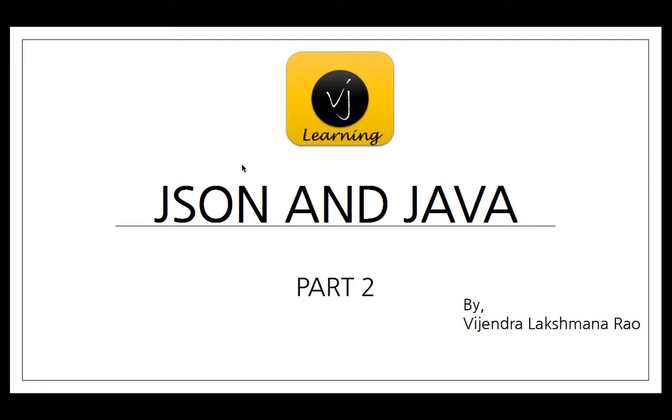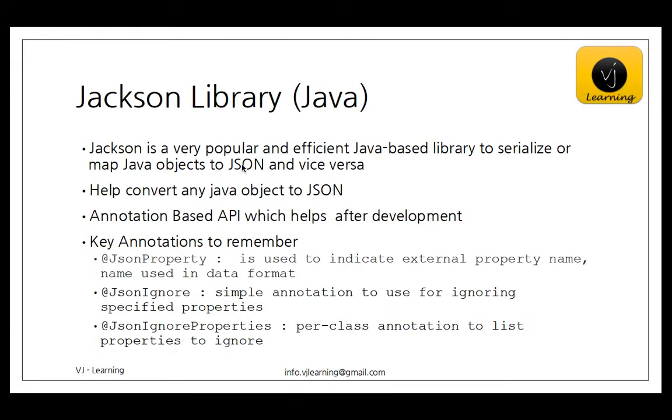In our previous video we covered the basics of JSON: what is JSON, why do we have to go with JSON, what are the different data types JSON has, what the syntax is, and some quick examples. In this video, part 2, we're going to cover a quick example of how we deal with JSON in Java using a JSON library.